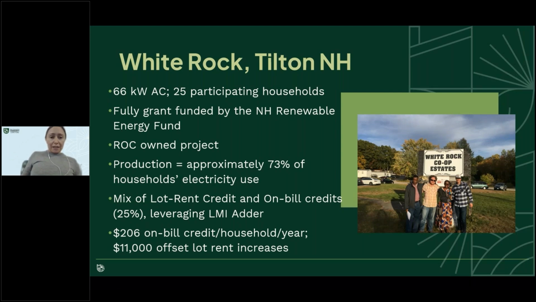This one is a little bit complicated in terms of administration because when we applied for the grant funding, we were using the Mascoma Meadows model of a lot rent reduction. But after it was already approved, a new law came into effect that allowed for on-bill credits. And if you opt into the on-bill credits, you also can take advantage of the low moderate income adder to the net metering rate. And so this one is being split between on-bill credits and a lot rent reduction. 75% of the benefits are being distributed as lot rent reductions, and 25% are going to households as an on-bill credit. The average on-bill credit is about $206 per year, with the rest being offsetting lot rent increases or being a lot rent reduction.